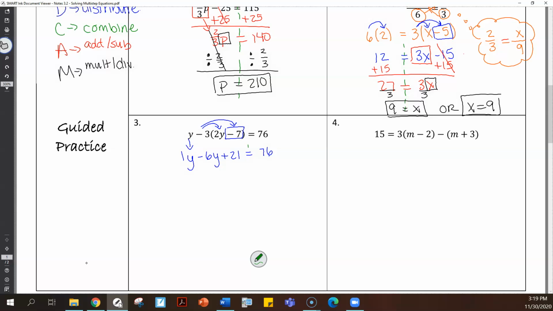Then I'm going to combine like terms. On this side, I've got a 1y and a -6y and a 21. My 1y and my -6y are like terms. They both have y. So I can combine them by adding their numbers together. 1 plus -6 is -5y. My +21, there are no other numbers on that side of the equation. So 21 cannot be combined with anything. It just comes down. It's okay that 76 is over here, but I can't combine them because they are not on the same side.